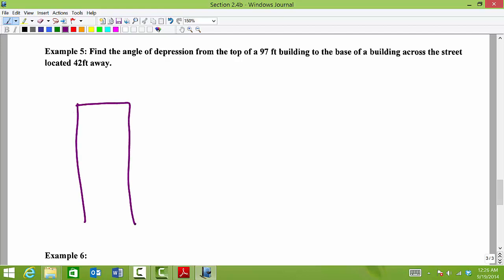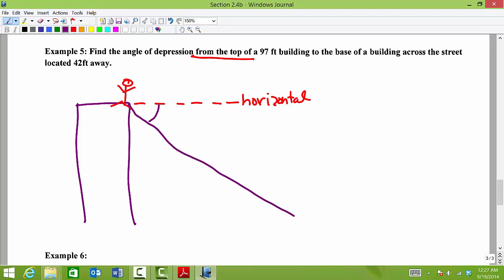Here's our building. And it says from the top, so we're going to pretend like we're standing at the top here. And the first thing that I want to do with an angle of depression or elevation is to first establish my horizontal. So going straight across from the top of the building, here is our horizontal. So we want to establish that first. And then it says the angle of depression from that horizontal, or looking down from there, is what I'm actually going to be looking for. This is my angle of depression. We'll call that angle D.